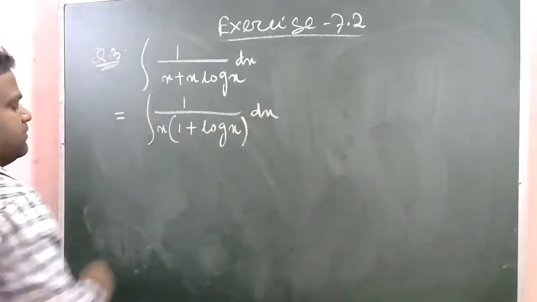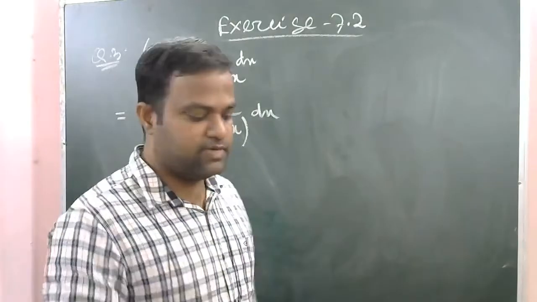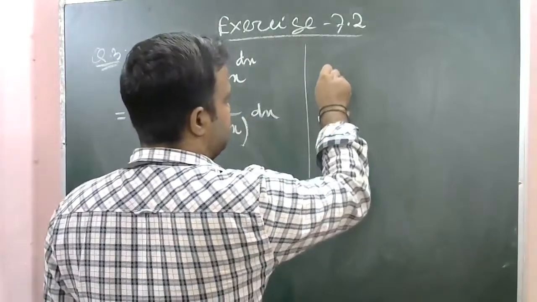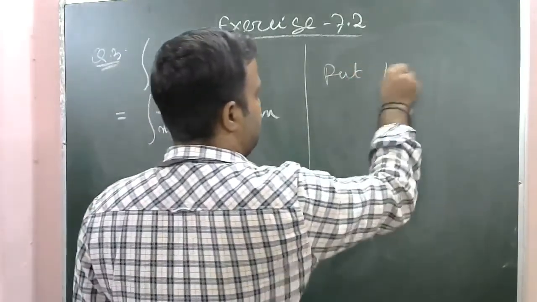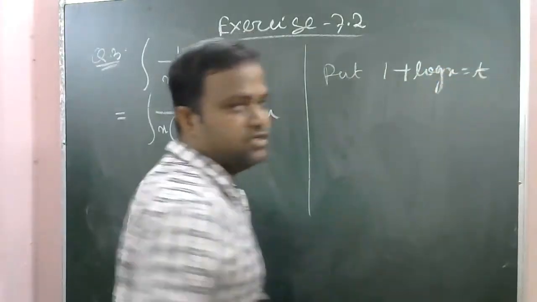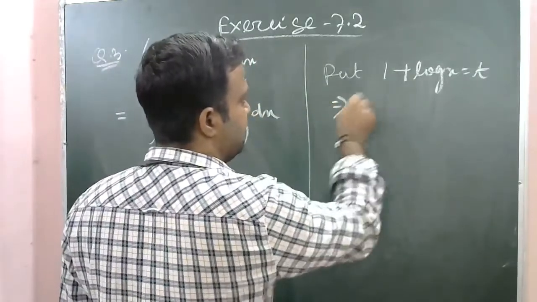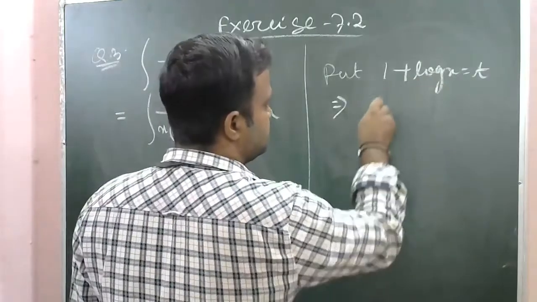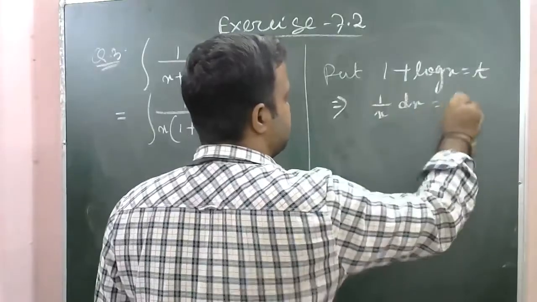Now you can easily take it. So I'll take 1 plus log x as my t, then my purpose will be solved. Now you see, I put 1 plus log x is t. So I'll differentiate both sides. The derivative of the constant is 0, and the derivative of log x is 1 by x, so 1 by x dx is dt.